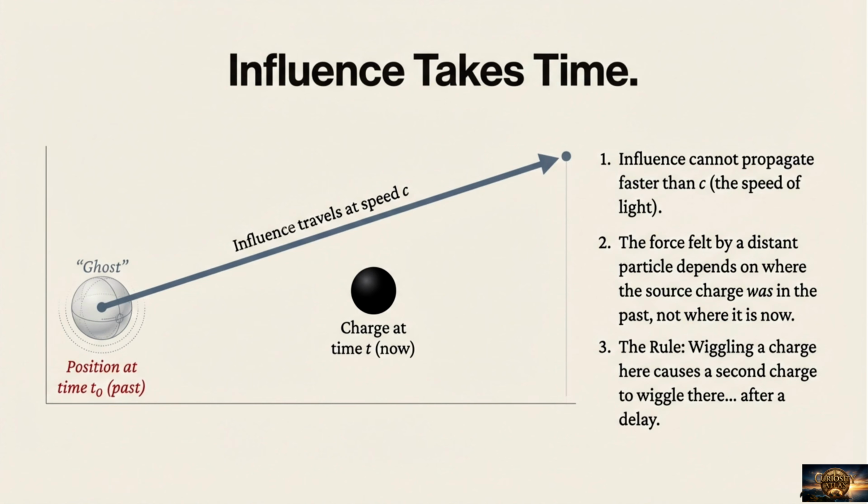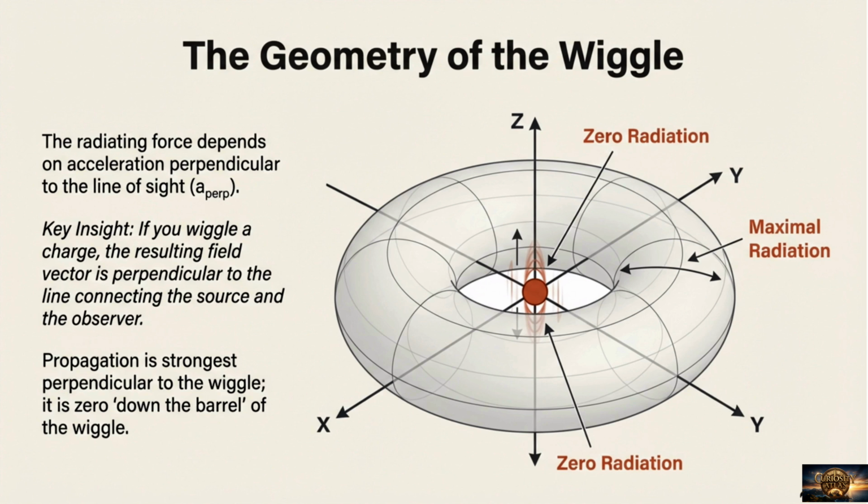The force felt by a distant particle depends on where the source charge was in the past. Therefore, a wiggling charge causes a second charge to wiggle after a delay. The radiating force depends on acceleration perpendicular to the line of sight. If you wiggle a charge, the resulting field is perpendicular to the line connecting the source and the observer. Propagation is strongest perpendicular to the wiggle.